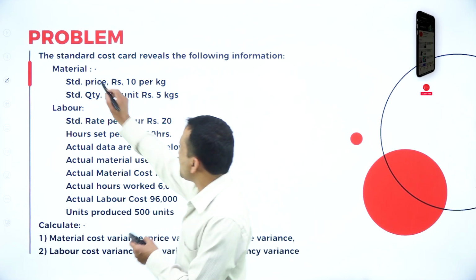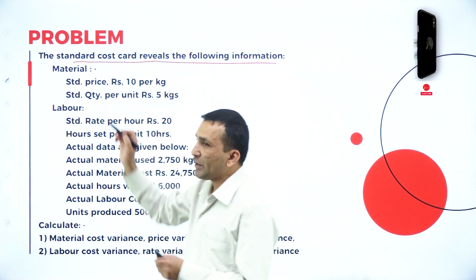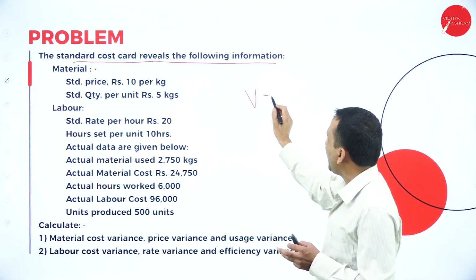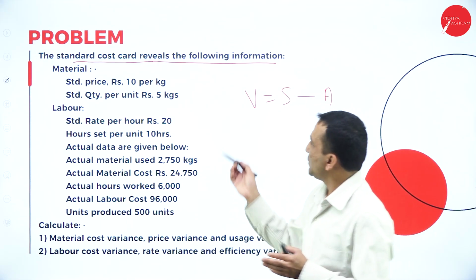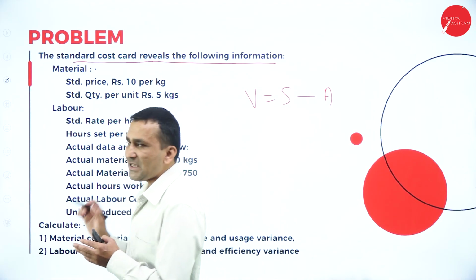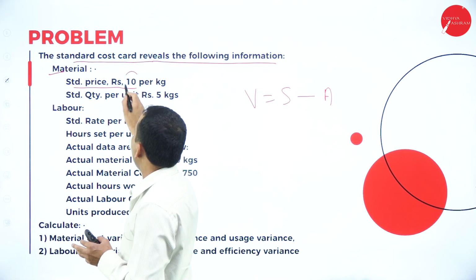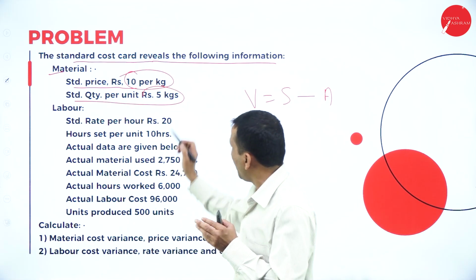Okay, so the first problem, the standard cost card reveals the following information. Here, because we are doing the problem which is related to variance, how are we getting variance? Standard minus actual. If you take the difference, you are getting the variance. Obviously, the information related to the material: standard price is given as 10 rupees per kg, and the standard quantity is 5 kg.